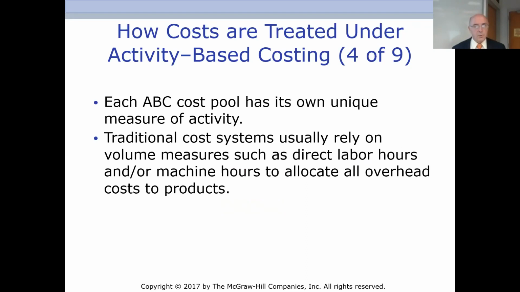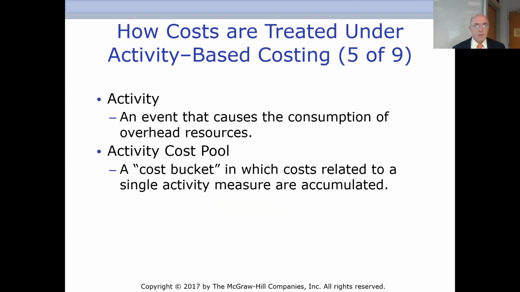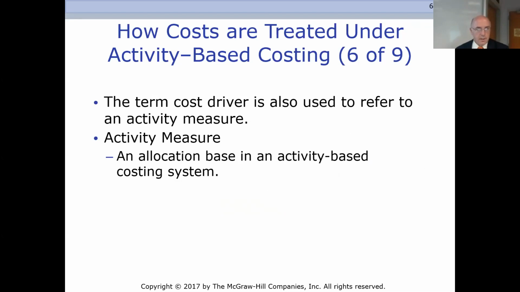Each ABC cost pool has its own unique measure of activity. Traditional cost systems usually rely on volume measures such as direct labor hours and or machine hours. We know that already. We sort of know this too. Here we have activity cost pools, or a cost bucket, in which costs are related to a single activity measure. You accumulate those costs and keep track of them.